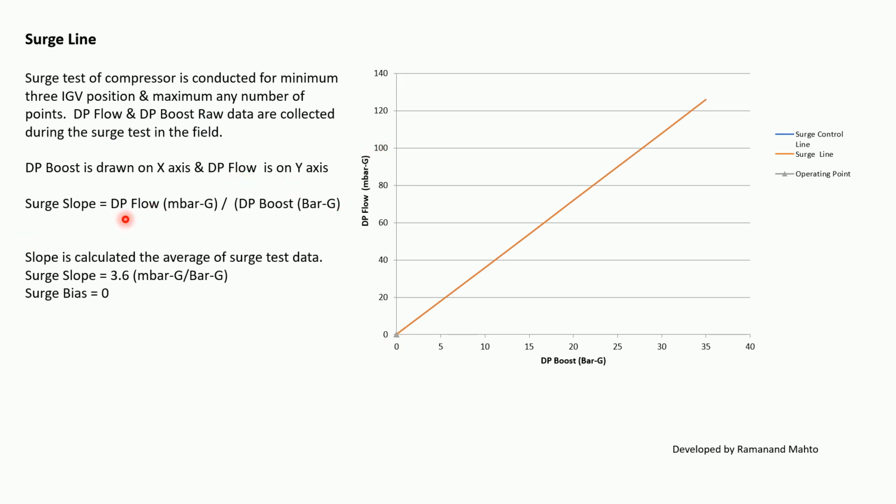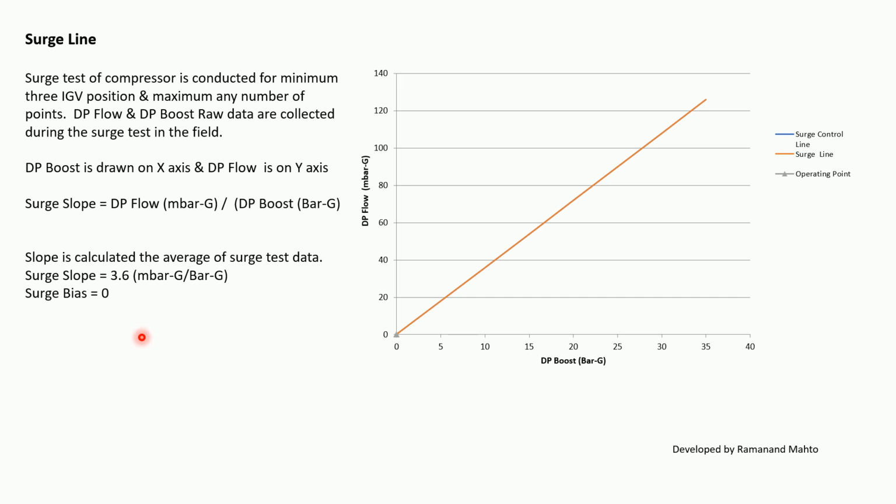So surge slope is equal to DP flow, in any unit, upon DP boost. For example, it is written as millibar upon DP boost in bar gauge. So DP flow is in millibar and DP boost is in bar. Surge slope is calculated on the average of surge test data, and let's say the surge slope is coming as 3.6 millibar gauge upon bar gauge, and surge bias is 0. So the graph will be like this.